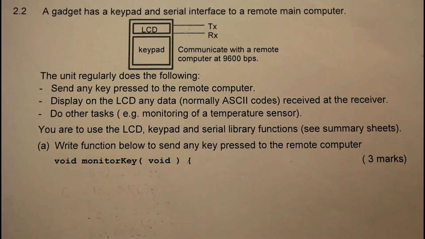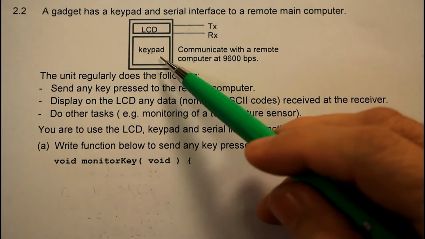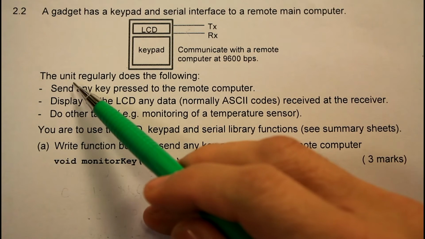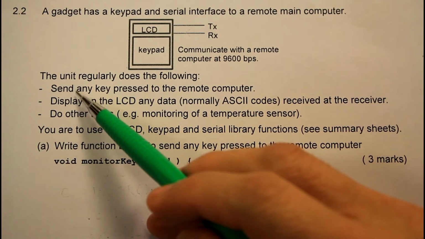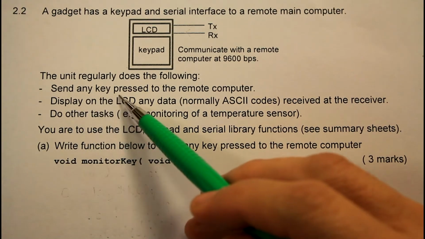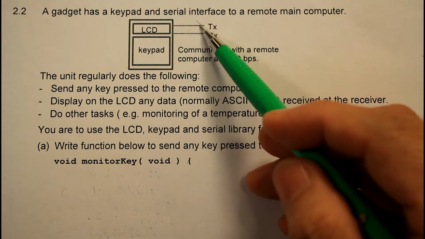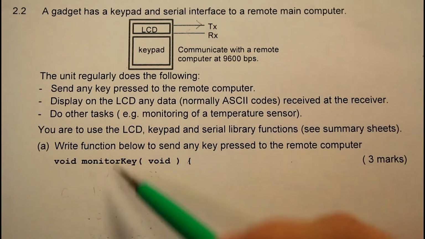Question 2.2. A gadget has a keypad at the serial interface to a remote main computer. The unit regularly does the following. Send any key press to the remote computer. That means if somebody pressed on a keypad, it will send whatever is pressed to the remote computer.